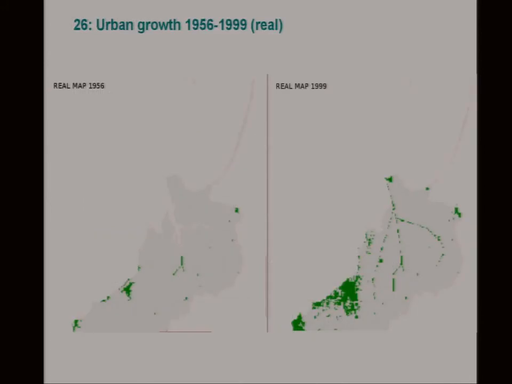Right. So this is what I'm trying to simulate. I've got a real map from 1956, with very little urban growth there, and then this kind of sprawling urban growth with some new irrigation channels. Actually, this is not just urban, this is sort of artificial surfaces. So we've got these irrigation channels in 1999, and I'll have a go at it.